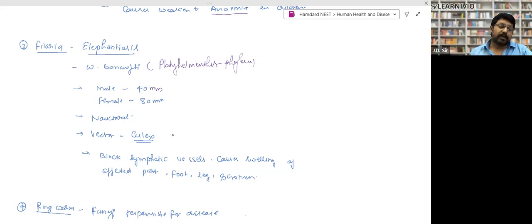That's why it is written over here that the filaria worm is a nocturnal organism, because it can be tested at night. And the vector is Culex. We have already studied that. What happened? It blocked the lymphatic vessels. It blocked the lymph vessels. That causes the swelling and affects the part of foot, leg, and scrotum. Right. So the lower body parts get swelled due to accumulation of the lymph. This is the filaria, and the foot becomes very heavy. That's why it is also known as elephantiasis.